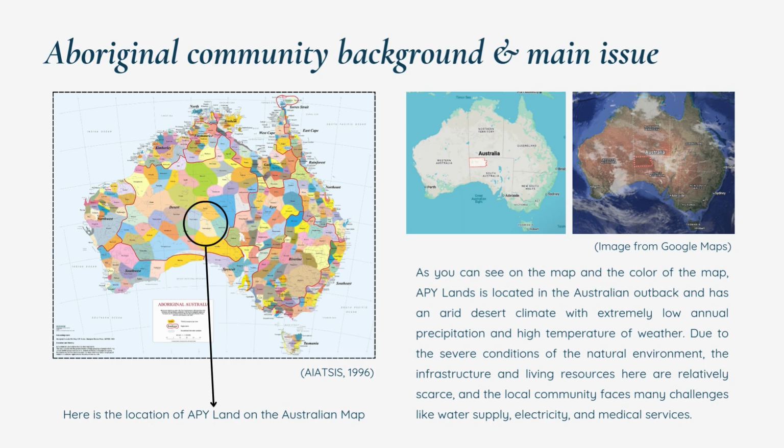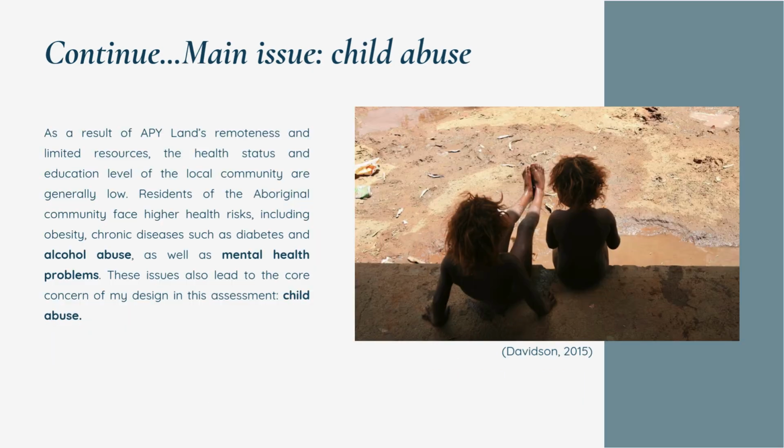My research community is APY Lands. It is located in the middle of Red Australia, which is extremely low in annual precipitation but high in temperatures. Due to the severe conditions in the natural environment, the infrastructure and living resources are relatively scarce, and the local community faces challenges like water supply, electricity, and medical services.